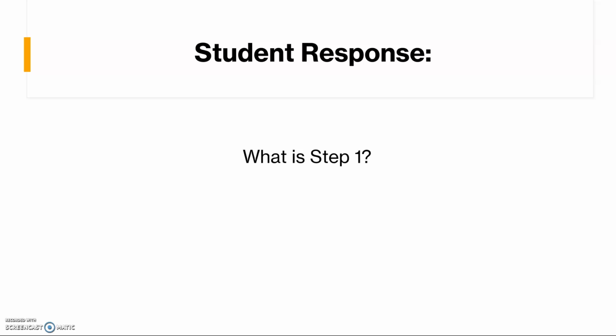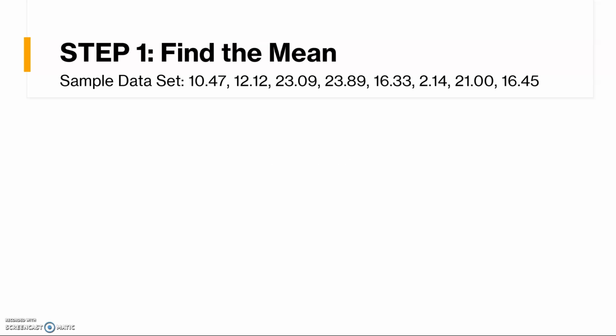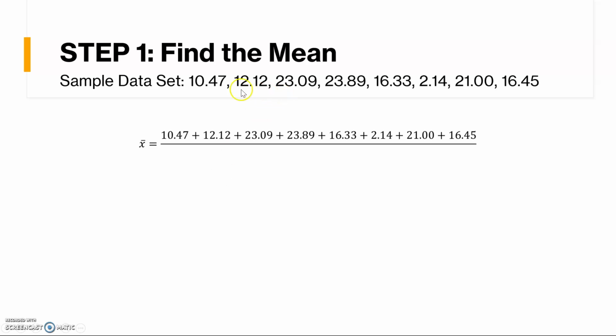Okay, so first, before we begin, what is the first step? Go ahead and calculate this step on your own. So the first step is to find the mean. What we're going to do is take each one of these data values, add them up like I have set up here, and then divide by how many numbers we have in our data set. So we have 8 numbers in our data set, so we're going to divide by 8.